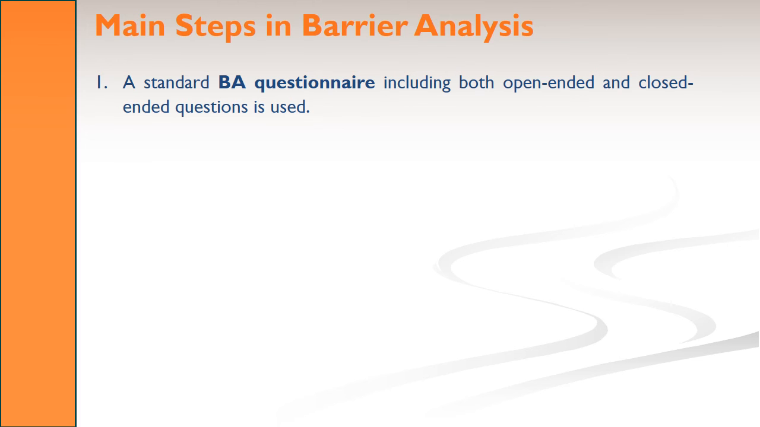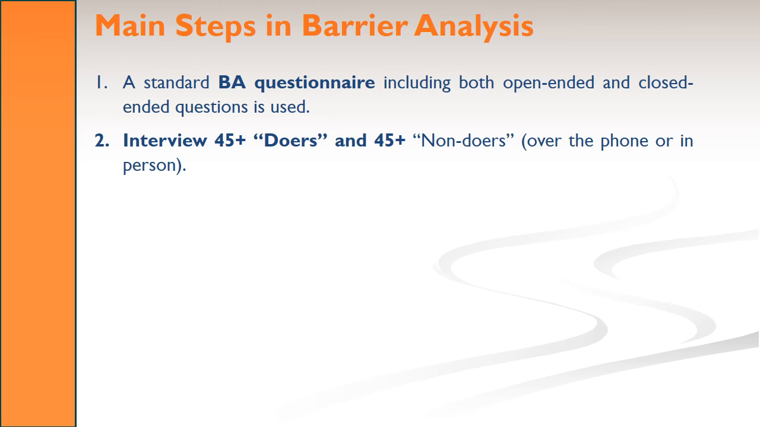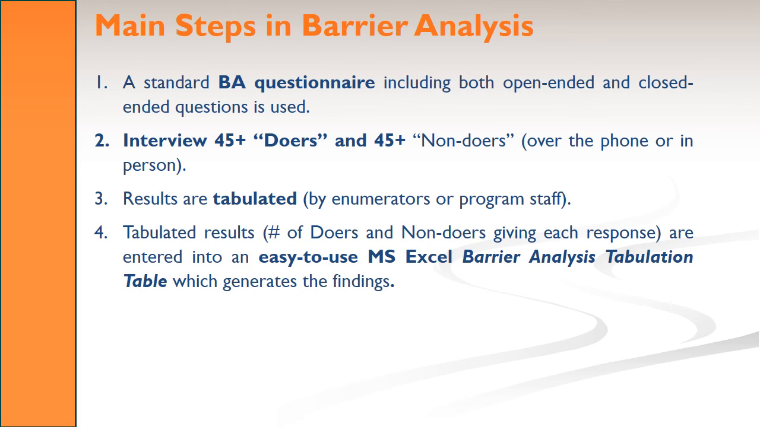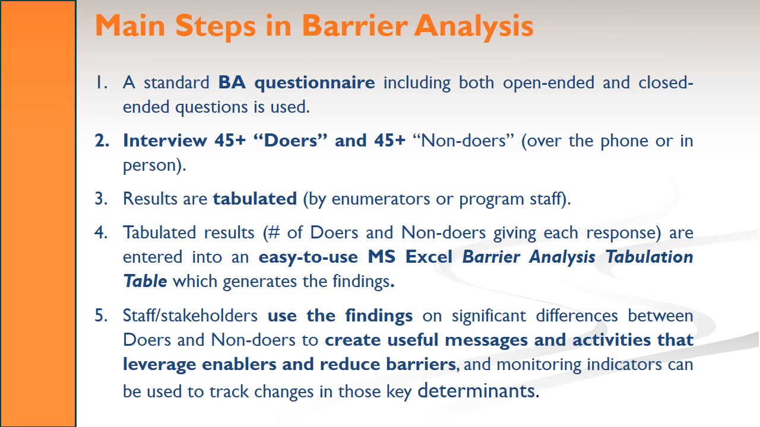You create a barrier analysis questionnaire for this study from a template. Staff interview 45 or more doers and 45 or more non-doers over the phone or in person. You then count the number of doers and non-doers giving each response. You plug those numbers into an easy-to-use MS Excel barrier analysis tabulation table. And then staff and stakeholders use the findings on significant differences between the doers and non-doers to create useful messages and activities that leverage enablers and reduce the barriers.